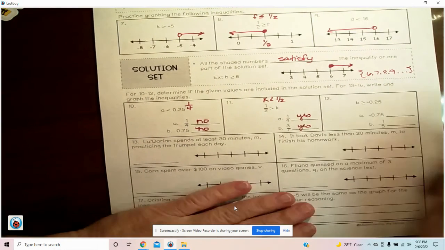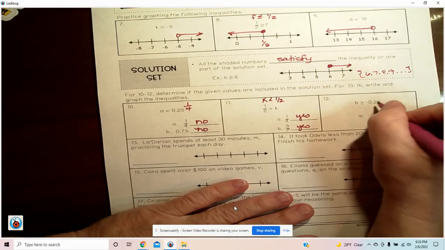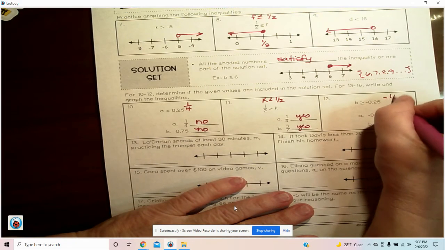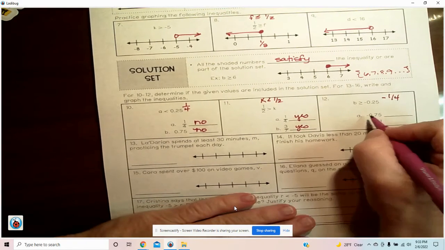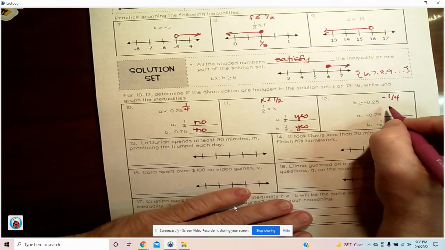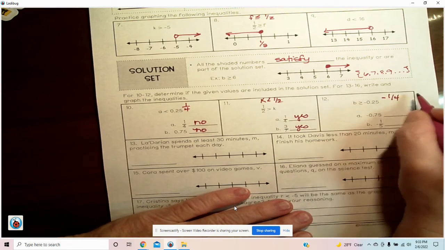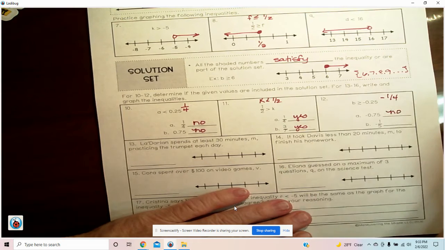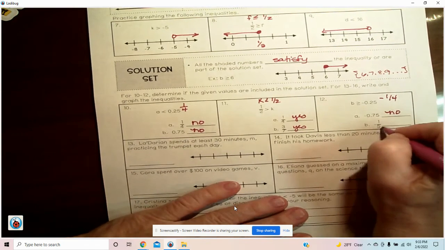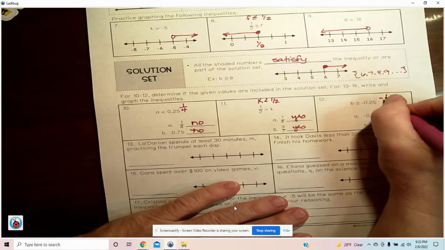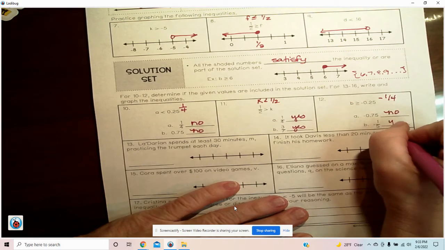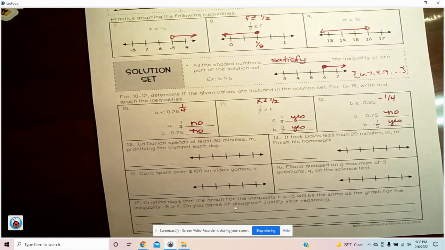Yes. Is 3/7 less than 1/2? Yes. All right. 12 says B is greater than or equal to a negative 1/4. So is a negative 3/4 greater than or equal to a negative 1/4? And that is no. Is a negative 1/5 greater than or equal to a negative 1/4? And that would be yes.